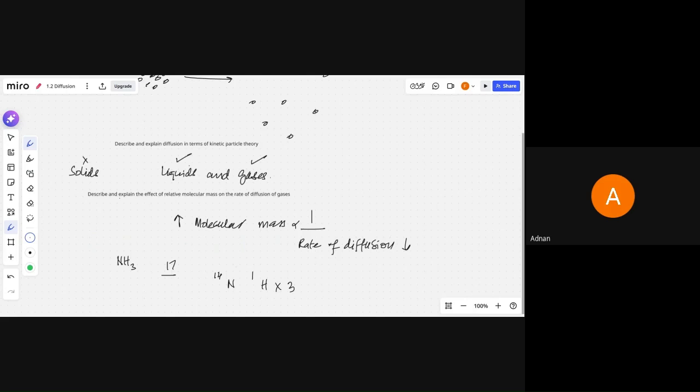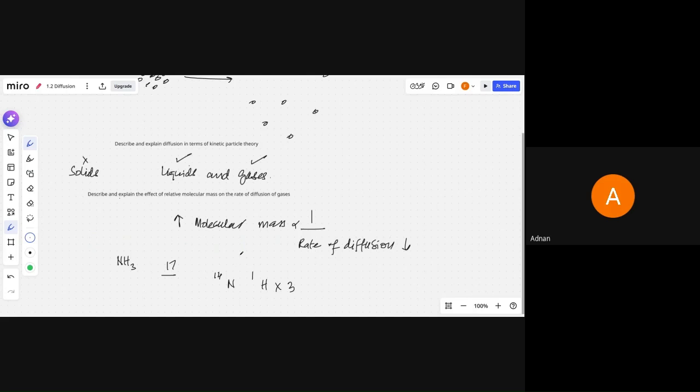And this is because the larger the relative molecular mass of the gas particles, the heavier the particles, right? So the slower the particles move, and the slower the rate of diffusion. So heavy particles, they move slowly, and lighter particles, they can move fast from one place to another.